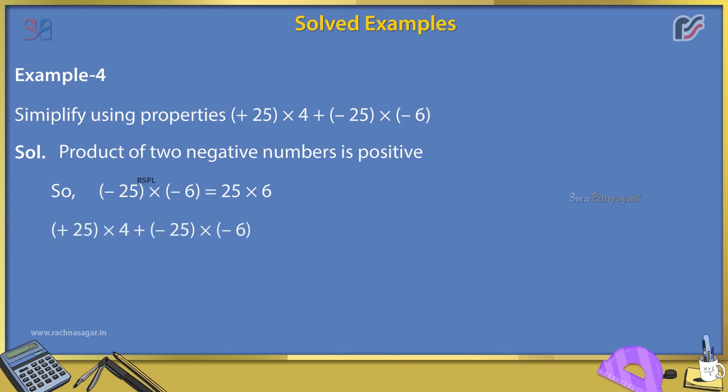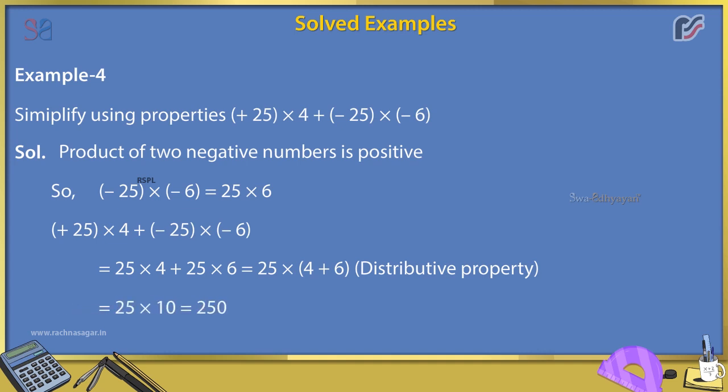(+25) × 4 + (−25) × (−6) is equal to 25 × 4 + 25 × 6, which is equal to 25 × (4 + 6), by the distributive property, which is equal to 25 × 10, which is equal to 250.